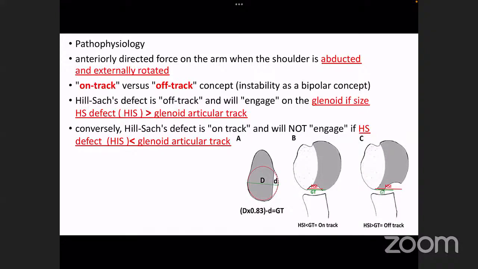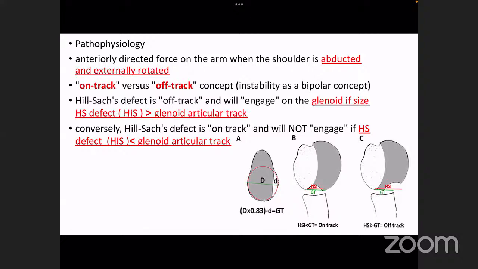It's beyond the residency level, maybe for the fellows, but the most important thing you need to know is that 83% is the most important number whenever you want to calculate the glenoid track. And there are two methods, either by fitting a perfect circle on the sagittal cut of the glenoid, and the most important thing is to attach the circle to the posterior part and the inferior part. So the big D is the whole diameter and the small d is the defect. So this is how you calculate the glenoid track and the Hill-Sachs.